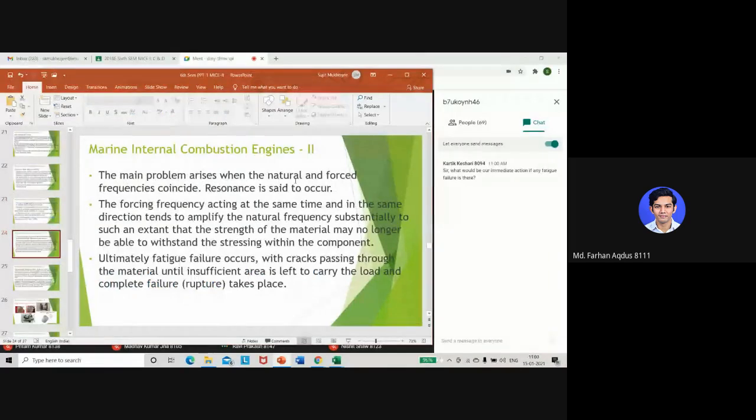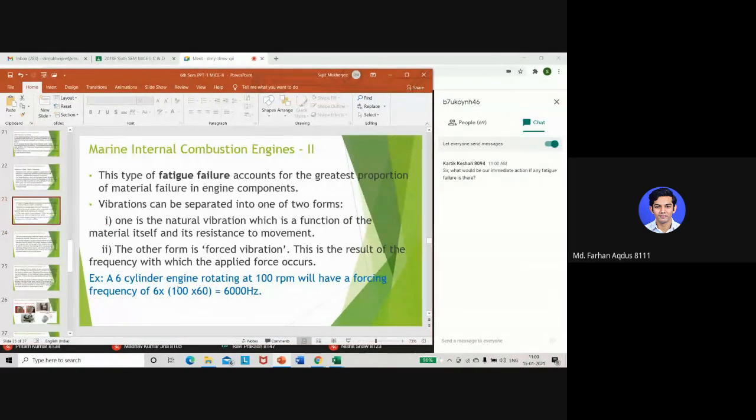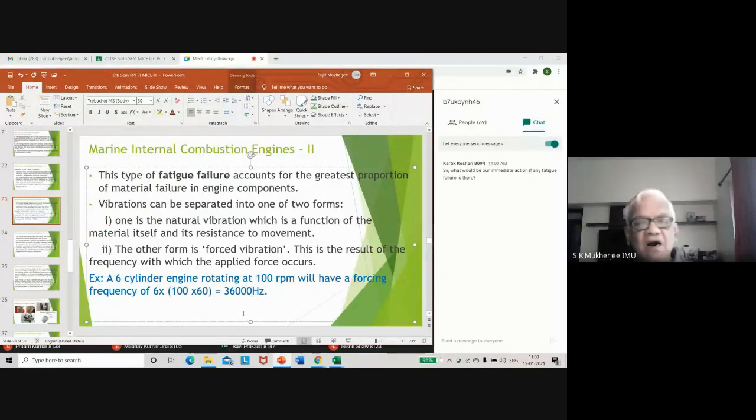The answer would be 3600. Six into 600, okay. So that will be our frequency. One more zero, sir. 100 RPM, 100 into 60, there is one more zero. So 36,000 hertz. Okay, that makes more sense, because hertz is cycles per second. Yes, I remember, it was cycles per second.